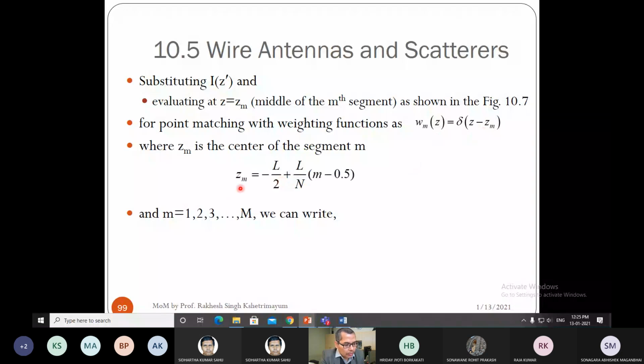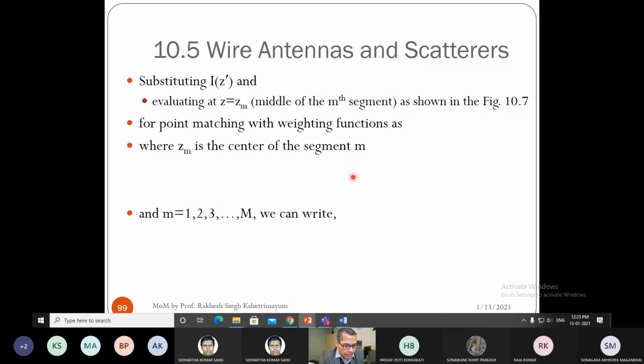So what is the location of the center of segment m? This is the observation point. There are two running variables here, one for the source and one for the observation. For the source we have n as the running variable, for the observation we have m as the running variable. So we started from minus L by 2, then L by 2, (m minus half), because this is the center.